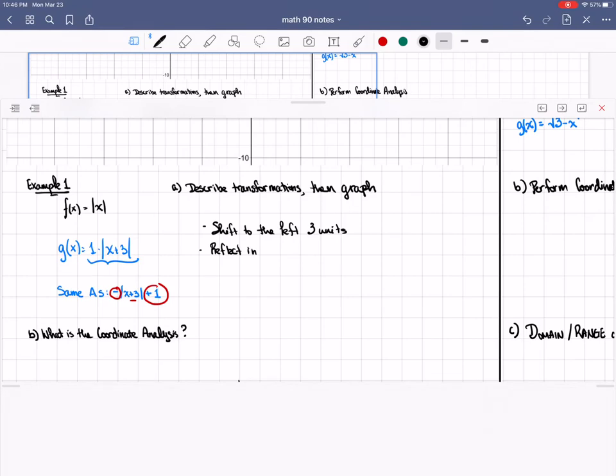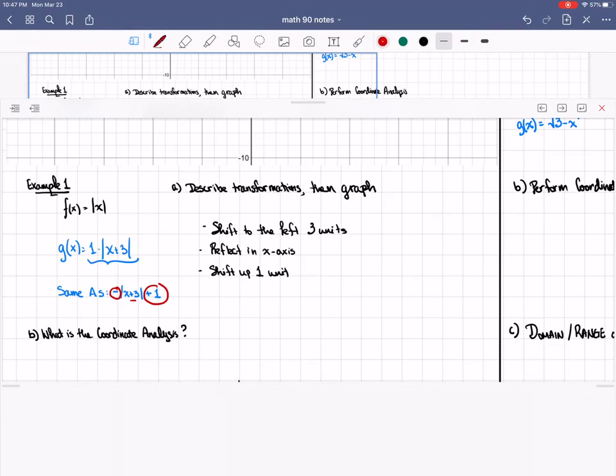Notice that it's not enough to just say reflect or flip. You have to actually say what you're reflecting in. And then last but not least, that plus 1 on the outside is a shift up. So shift up 1 unit.